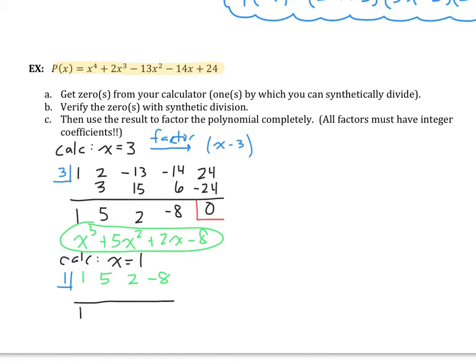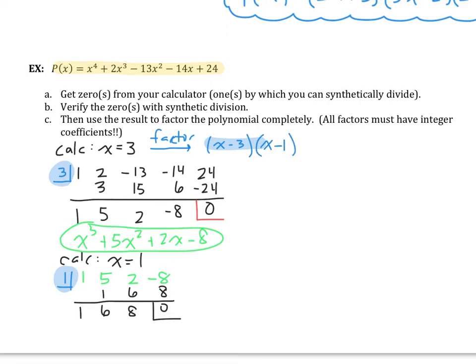Drop the 1, multiply to 1, add to 6, multiply to 6, add to 8, multiply to positive 8, and now we're down to 0, and there's our remainder. So this is good, okay? Let's talk about the zeros so far, or the factors that we've gotten from our calculator. We got x equals 3 is a 0, so x minus 3 was our factor. We have x equals 1 is a 0, and we just showed that it is in fact a 0, so another factor we have is x minus 1.